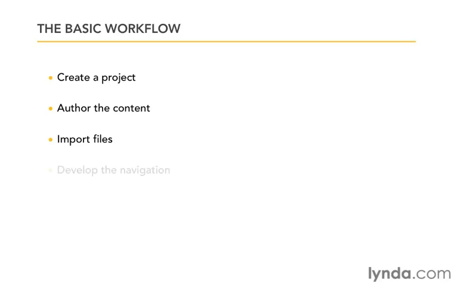Another thing you'll want to do next is to develop the navigation. So based on the hierarchy or the organization scheme of the content, you create links among topics and to external content if necessary. So you can also link text or images to other content, create a table of contents that reflects the content hierarchy, and then include an index that users can browse.